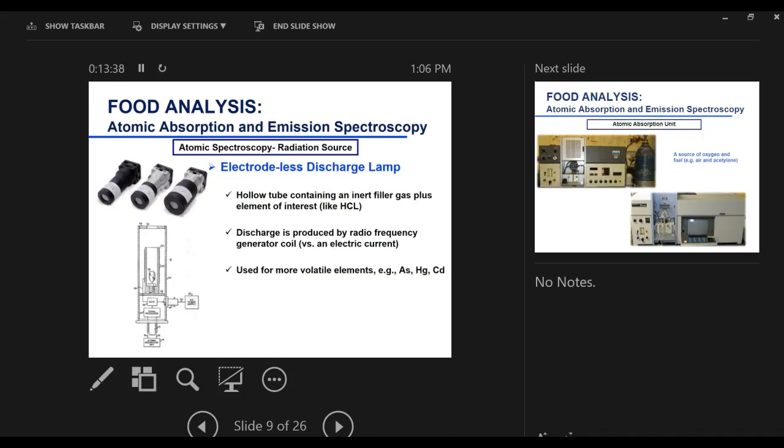Another type of radiation source is the electrodeless discharge lamp. That means you don't have an electrode in there. The discharge is produced by a radio frequency generator coil, so you don't have electric current. Everything else is pretty much the same. Not much of a difference, except that the source of energy is the radio frequency generator coil rather than an electric current.